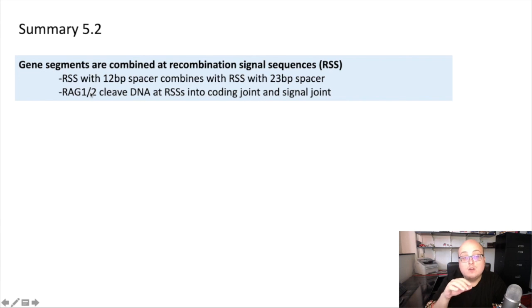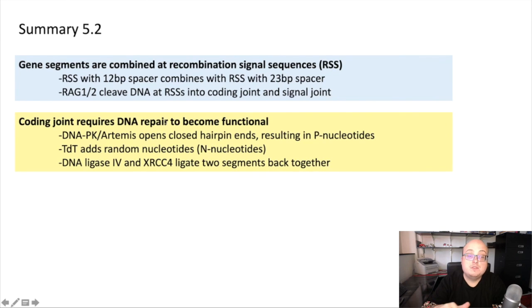RAG recognizes the recombination signal sequences and cleaves the DNA at those sequences, resulting in a coding joint, which contains the original segments that code for the immunoglobulin protein, as well as a signal joint, which contains all of the intervening DNA that we need to get rid of, along with the RSSs. The coding joint, which again contains the stuff we want to keep, requires DNA repair to be functional and to actually make an immunoglobulin molecule. So we talked about three major steps.